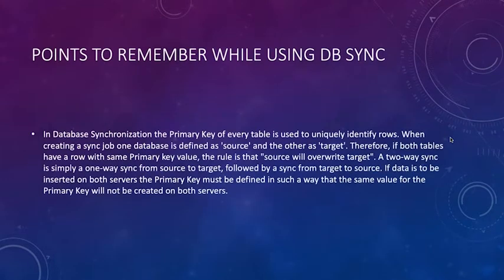So all you need to remember while using this feature is that database synchronization uses the primary key of every table to identify rows. When you create a sync job, one database is identified as source, another is target. If both tables have a row with the same primary key value, the rule is that source will override target. A two-way sync is just a one-way sync from source to target and then target to source. So if data is to be inserted on both servers, the primary key must be defined in such a way that the same value for the primary key will not be created in both servers.